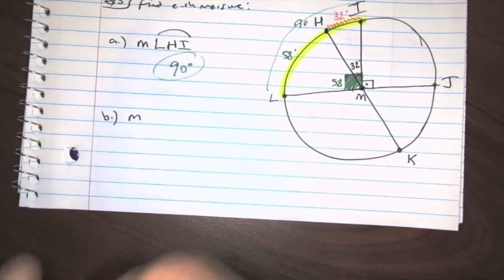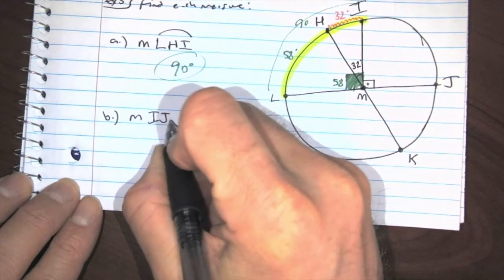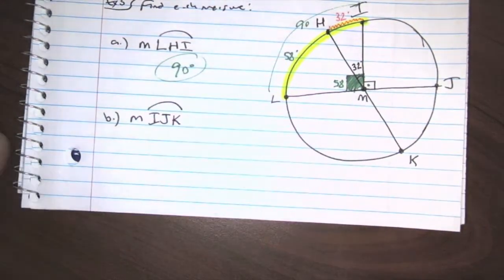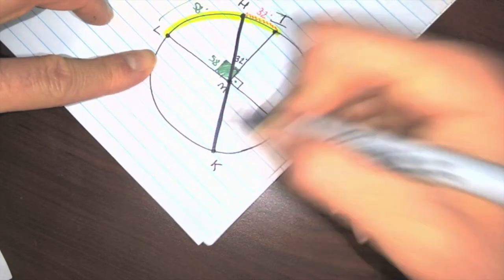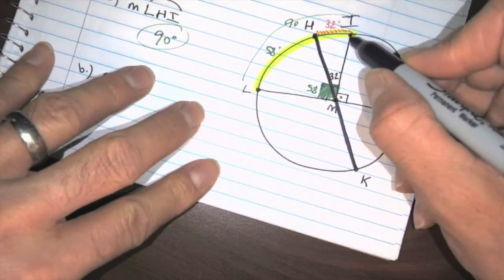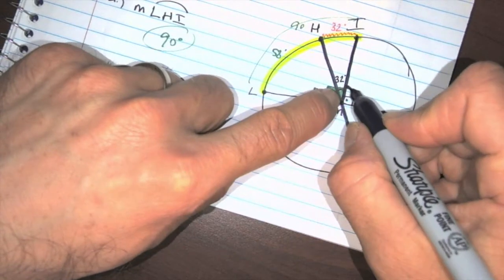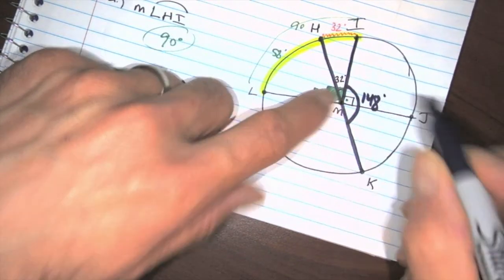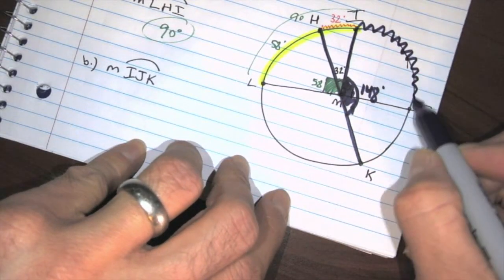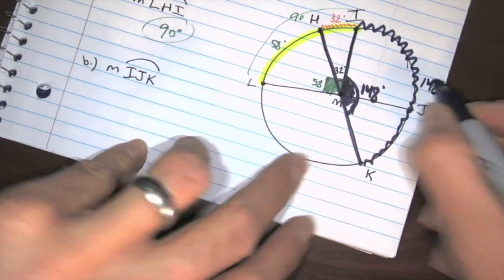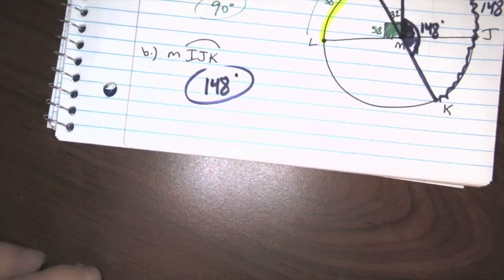Here's the next one. I'd like you to find the measure of arc IJK. I, J, K. Straight line, folks. That's 180 degrees. Minus that 32, that means that this has to be 148 degrees. If that central angle is 148 degrees, then the arc from I to J to K is 148 degrees.